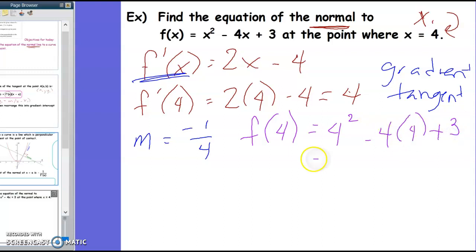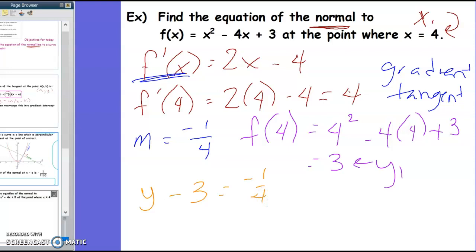All right, and then I'll work this out. 4 squared is 16. 4 times 4 also 16. 16 minus 16 is 0 plus 3, which is 3. So there is the y sub 1 that I needed. Okay, now I'm going to take that and substitute into the gradient equation: y minus y sub 1, which I just found to be 3, equals m, which I said is going to be -1/4.